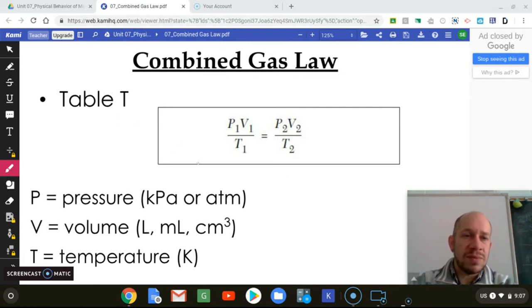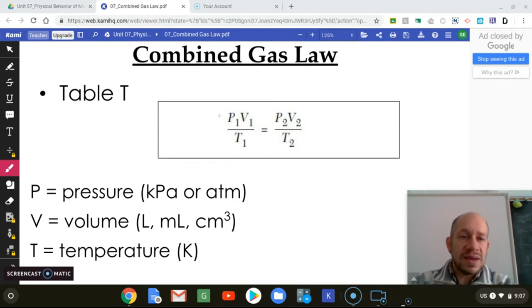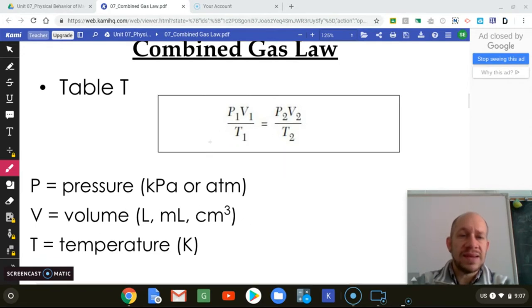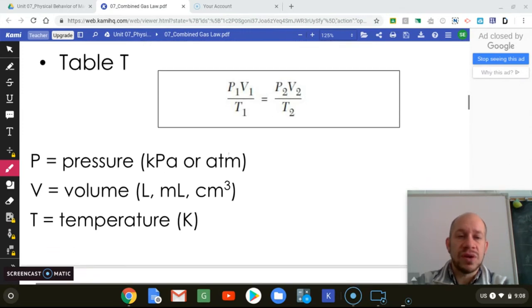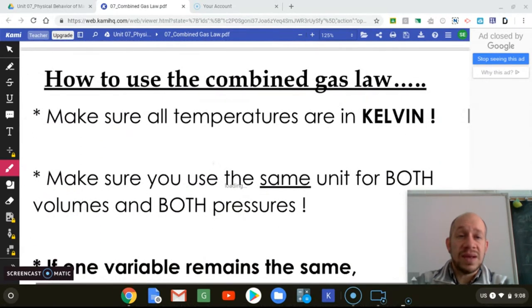And you can find it on Table T, where P is equal to pressure in kilopascals or atmospheres, V is equal to the volume in liters, milliliters, or centimeters cubed, and T is the temperature in Kelvin, always in Kelvin. What this gas law essentially says is if I start at an initial pressure, volume, and temperature, I can calculate what I'm going to be at a final pressure, volume, and temperature. So let's go into some examples.